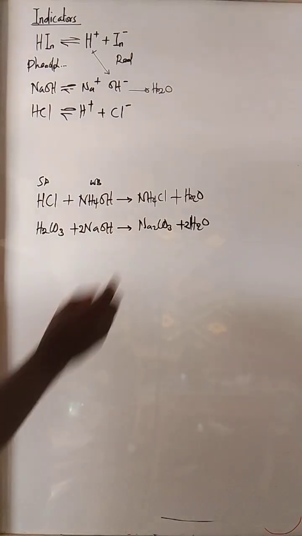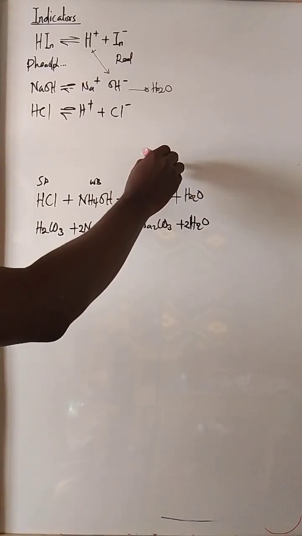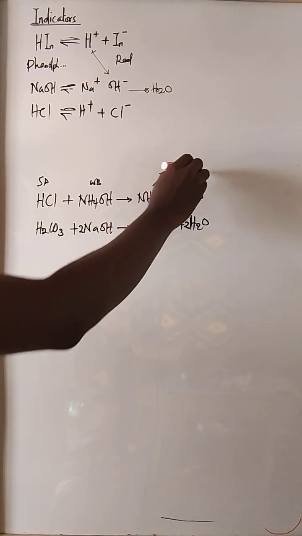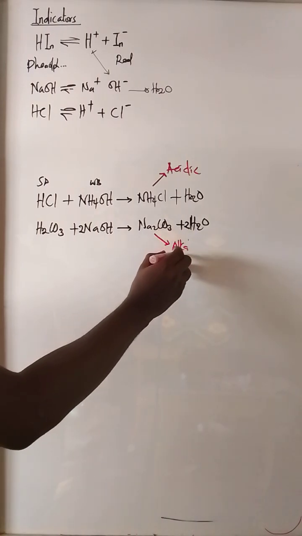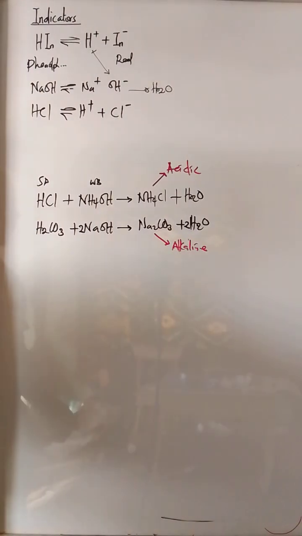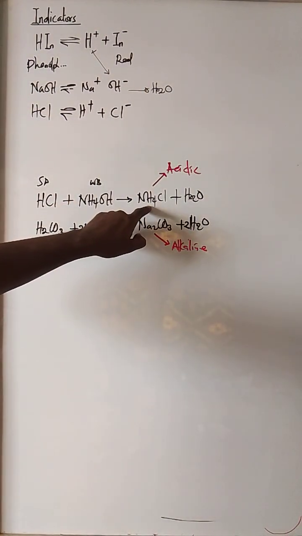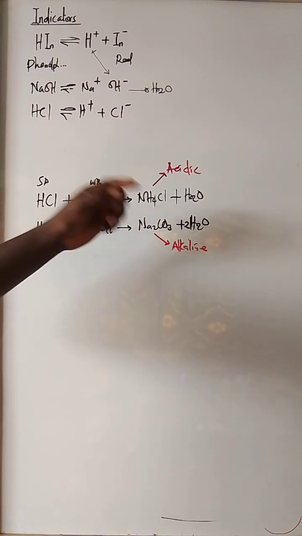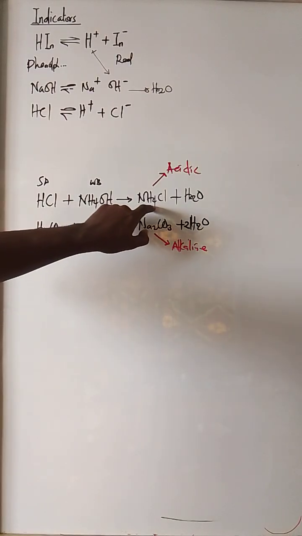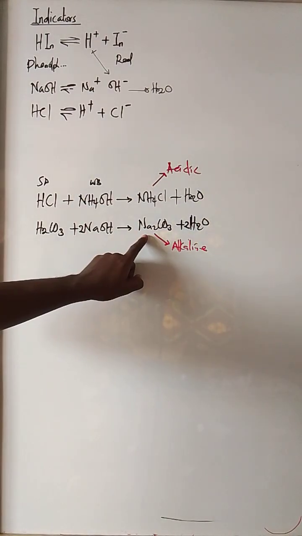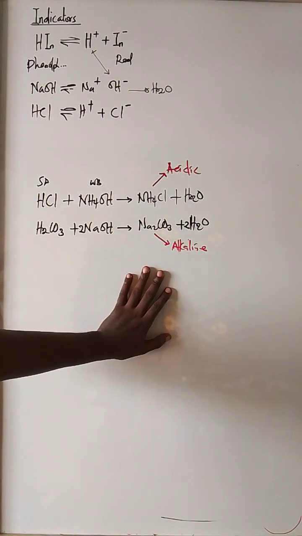Now, these two salts are normal salts, yes. But this particular salt is acidic in nature. Another salt is alkaline in nature. Why? How first? If you use a litmus paper to test ammonium chloride, it will act like an acid: if it's blue, it will turn into red. This one, if it's red, it will turn into blue. So this sodium carbonate will act like a base.